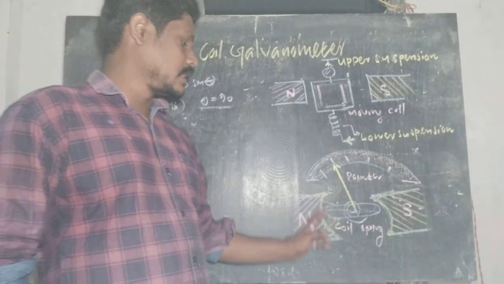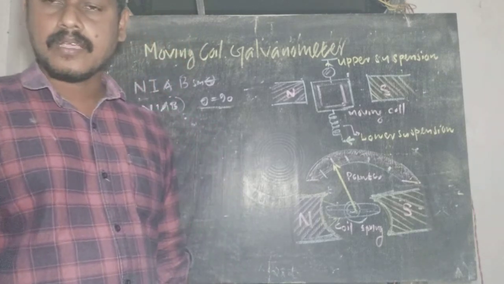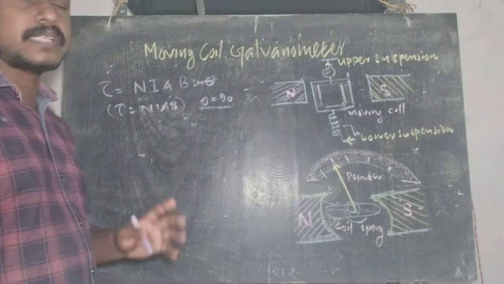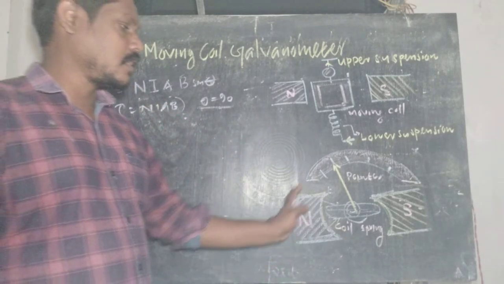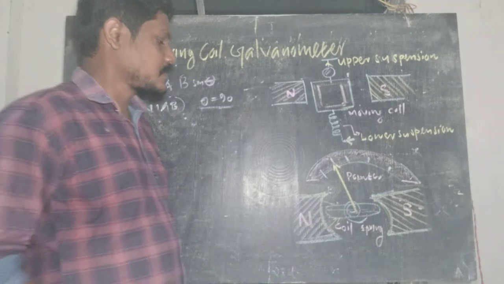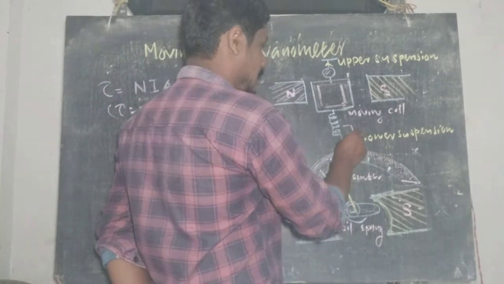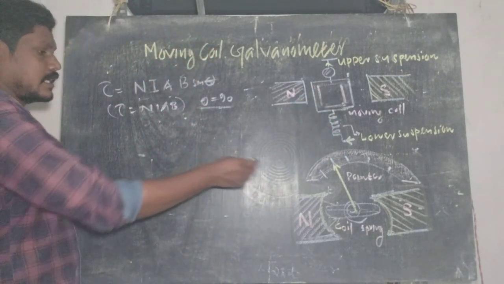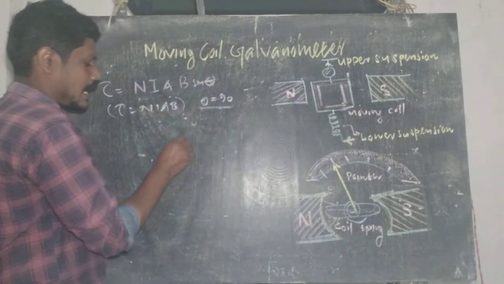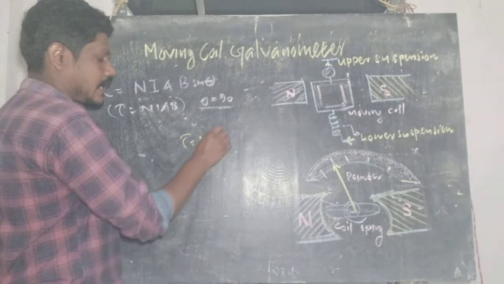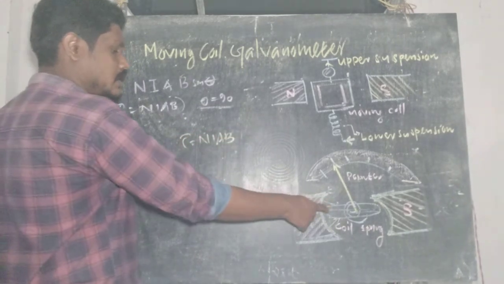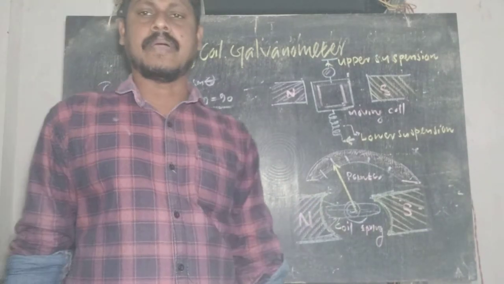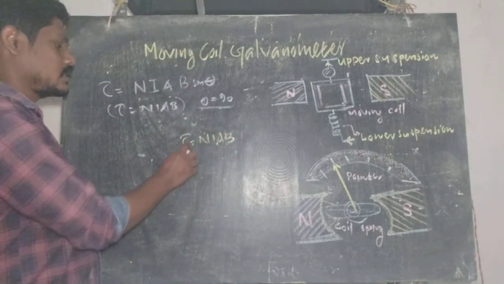We make the pole pieces of the magnet concave or radial, so it will make the condition theta equal to 90 degrees, and the maximum torque is generated at any instant, at any position of the coil. At the time when there is a current supply across the ends of the coil, the torque is experienced by that moving coil, and the torque is maximum and is given by NIAB, where N is the number of turns, I the current intensity, A the plane area of the coil, and B the magnetic field intensity. So torque is NIAB.